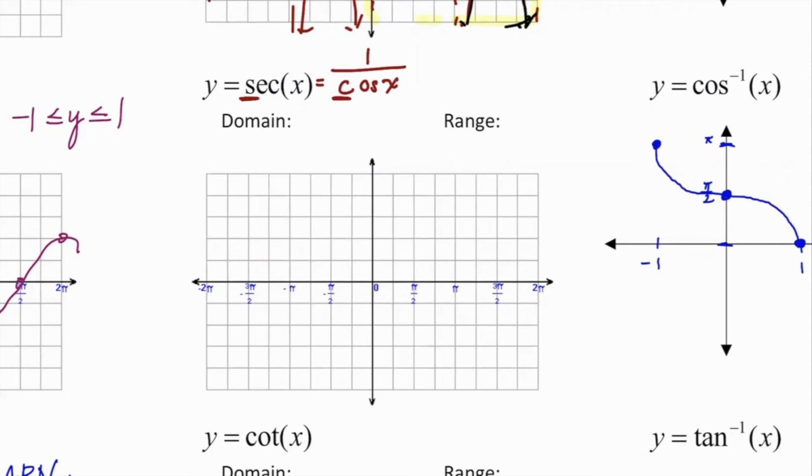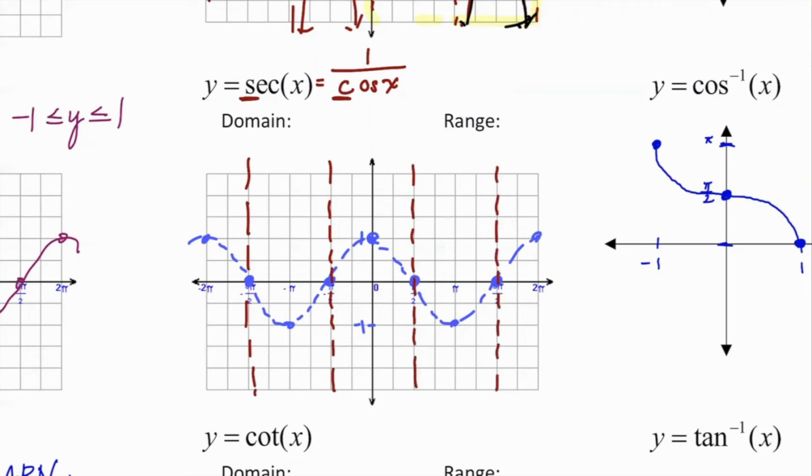Same process, I'm going to graph my cosine first. I made low, mid, high, and same idea. Every zero of cosine, your x-intercept zeros, are all here. Reciprocal of 0 is undefined, so that's where your asymptotes are going to be now.